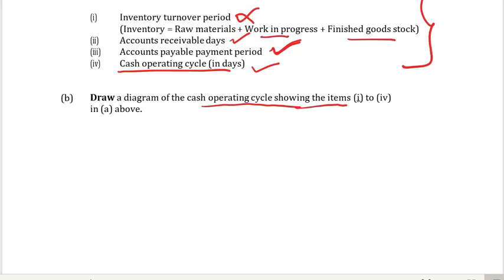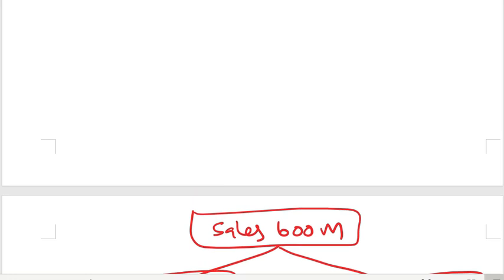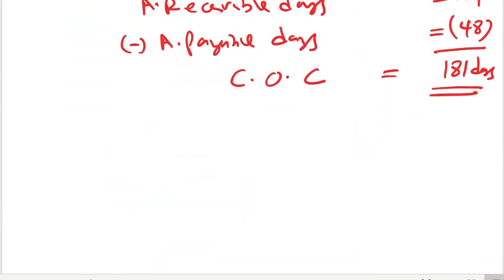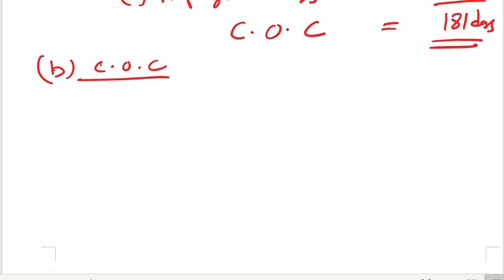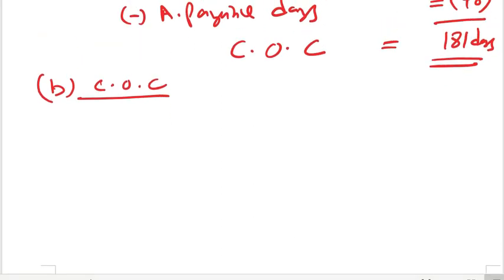Then the part B requires you to draw a diagram to show the cash operating cycle. So let's quickly move on to the part B. This is part B. The diagram to show the cash operating cycle. So as I explained you previously, cash operating cycle means it is the length of time between the cash purchases and the collection.